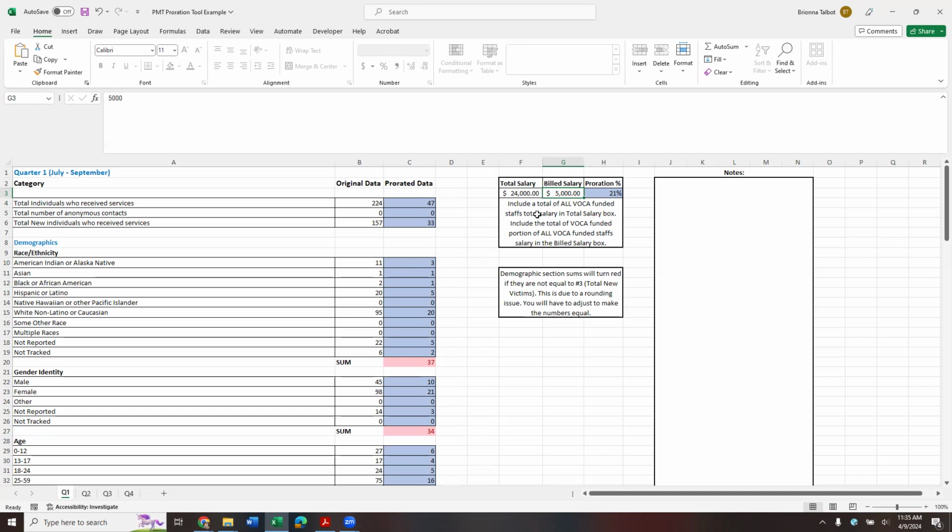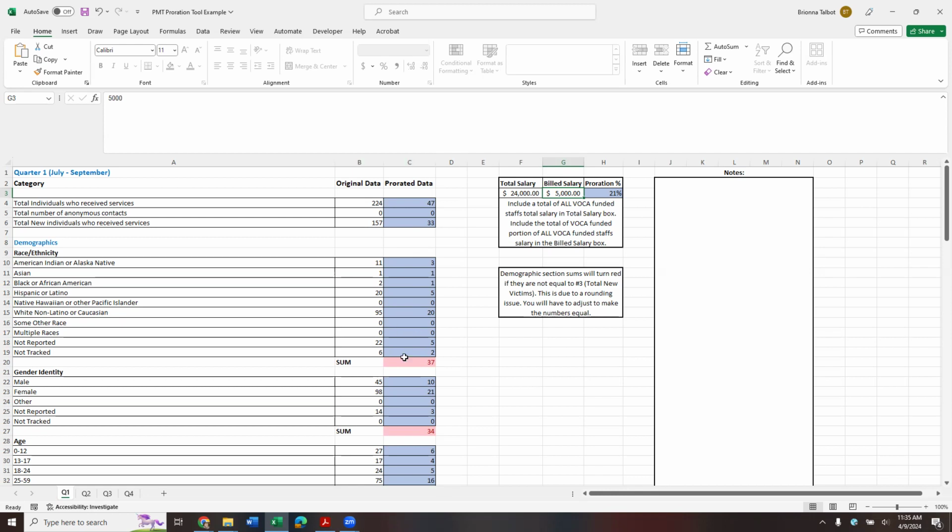So if you want this double checked, we're more than happy to do that. But just keep that in mind, that you want to look at who all is contributing to the data and then what is funded by VOCA, and that will give you your percent. So now that we've got our proration amount in there and it has put it into our data, it's figured out all of this, it's done the math for us, that's fabulous, right?